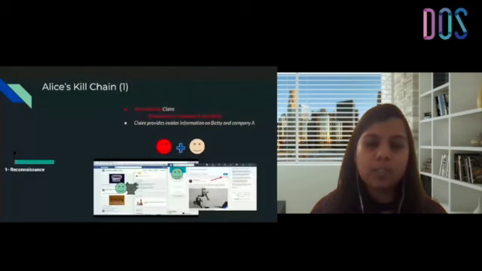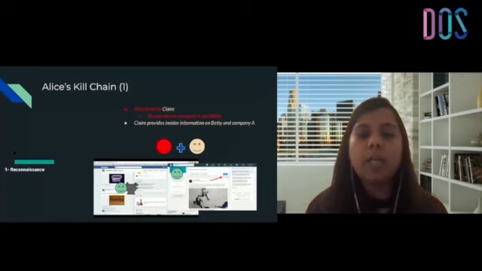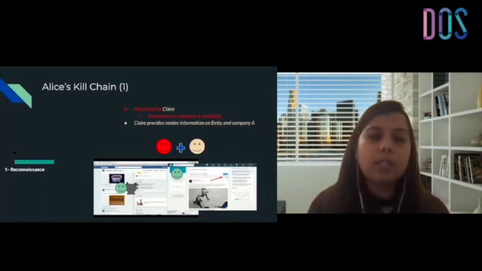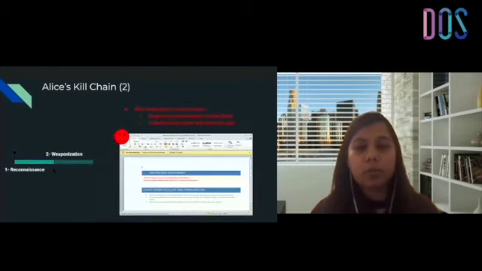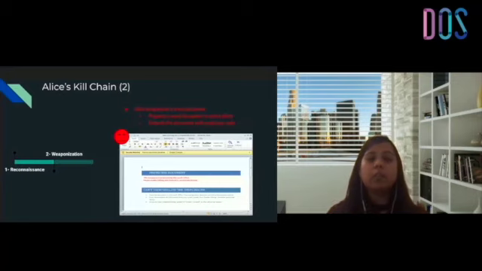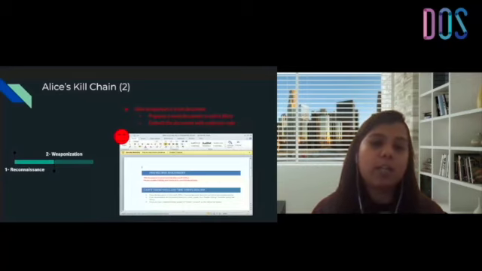The first stage, recon: Alice already has a lot of information from Claire about Betty and company A, and she does her own research on the internet as well, with whatever is available at her disposal. The second part is weaponization. Alice creates a Word document and prepares everything. She knows Betty likes cats, so she devises coupon codes for cat spas, and she embeds malicious code into the Word document.